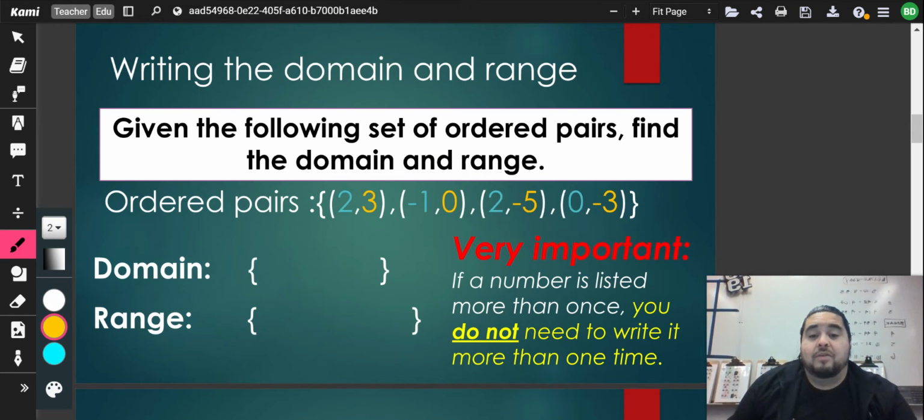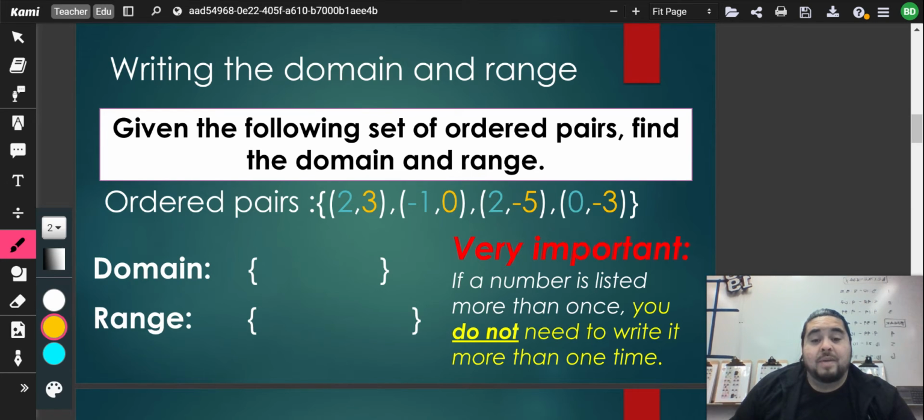So when we write domain and range based on ordered pairs, there are 2 things we have to remember. The first is that we always want to write things in order of value from least to greatest. So when we look at our coordinate pairs, they're not necessarily in any order. So when we write domain and range, we do want to put things in order from least to greatest.